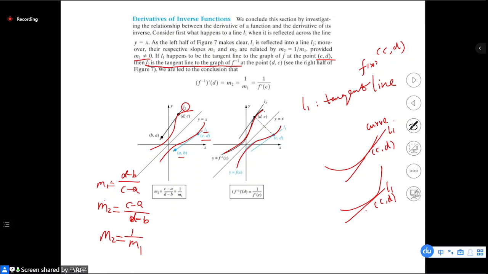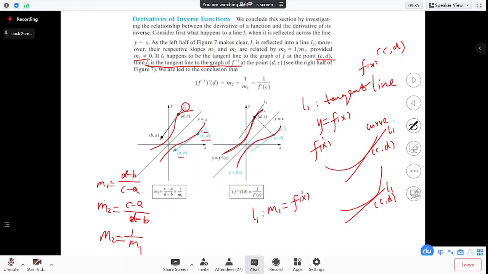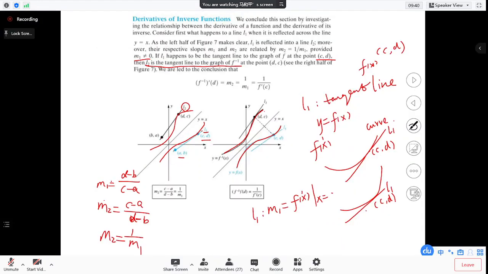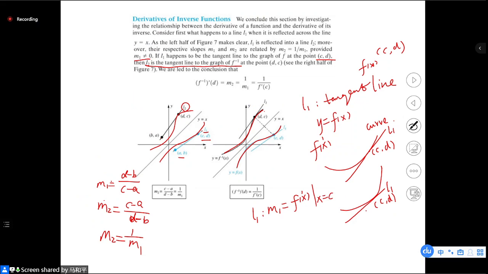So we know the slope. If the equation of this curve is y = f(x), the slope of the curve, which we learned last semester, is f'(x), right? So L1 has slope m1, and m1 is f'(x) at which point? At the point where x is c. So it's equal to f'(c).